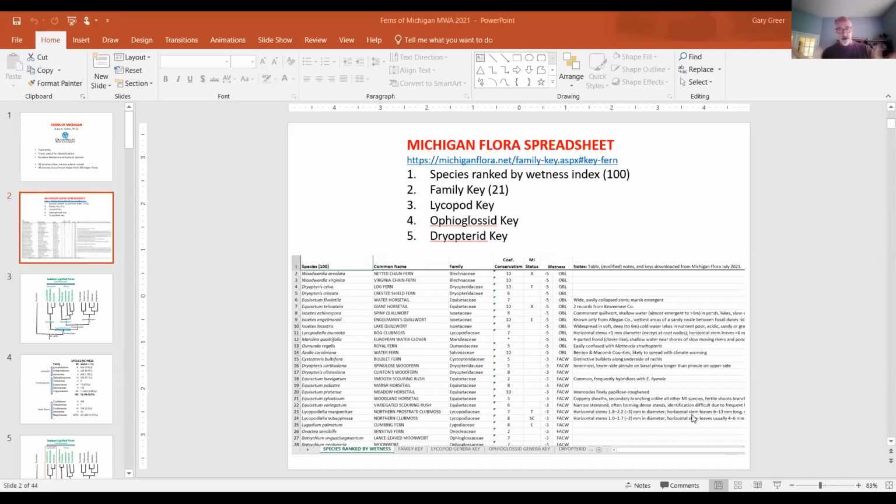So the spreadsheet, here's what's in it. It turns out exactly 100 species recognized in the Michigan flora that we could call fern or fern-like plants. I'm always taken aback when the number is so rounded out like that to 100. And then within that family key, that gets you to about 21 different families. And then, like I said, there's a Lycopod, Ophioglossaceae, and Dryopterid key that really is going to be useful for the vast majority of ferns and fern allies that you might encounter.